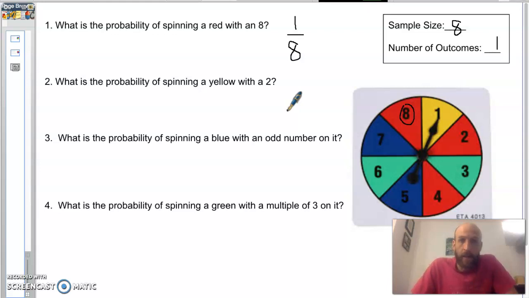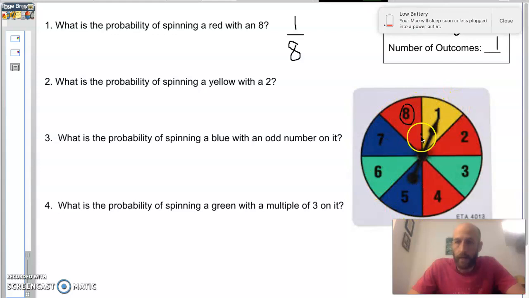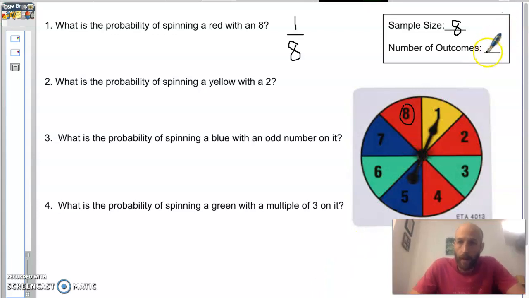What is the probability of spinning a yellow with a 2? Okay, so we'll look over here. There's only 1 yellow, and it has a 1, not a 2. So spinning a yellow with a 2 is impossible. There are no yellow 2s, so there are 0 possible outcomes. You could spin that spinner as many times as you want. You will never get a yellow with a 2. That is impossible. We represent that with a really sloppy 0.